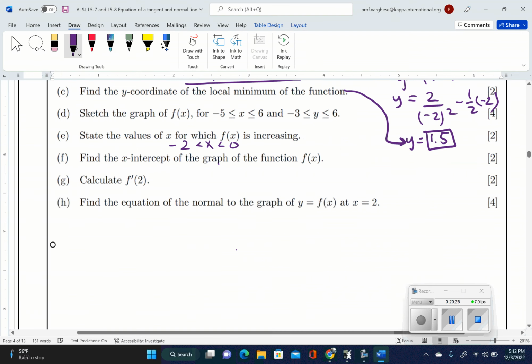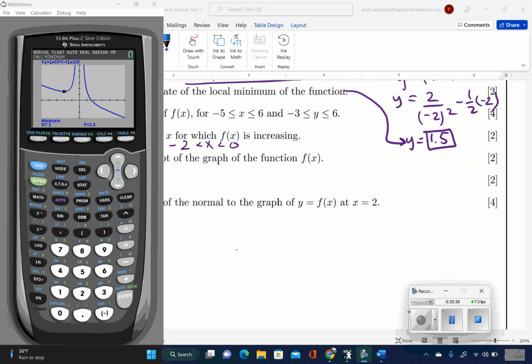The next part says find the x-intercept of the graph of the function. The easiest way that I know how to do that is I go to y2, put 0 right there, and when I hit graph, I look to see where these 2 points meet. So I hit second calc, option number 5 is intersection. At this point, I would hope that this is kind of like second nature to us. Then you just hit enter, enter, enter, and it gives you the intersection, right?